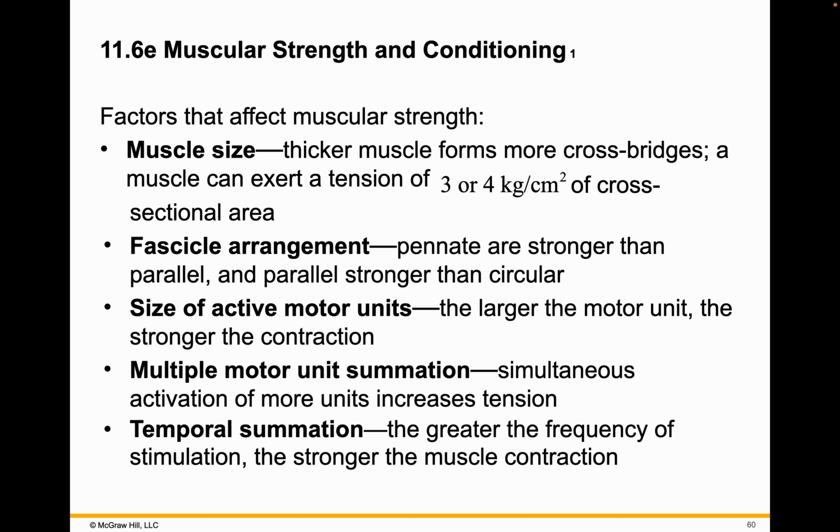Factors that affect muscle strength include muscle size. A thicker muscle forms more cross bridges, and the muscle can exert a tension of 3 or 4 kilograms per centimeter squared. Fascicle arrangements: pennate are stronger than parallel, and parallel are stronger than circular. Size of active motor units: the larger the motor unit, the stronger the contraction. Multiple motor unit summation: simultaneous activation of more motor units should increase tension. Temporal summation: the greater the frequency of stimulation, the stronger the muscle contraction.